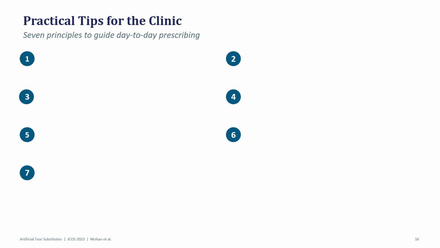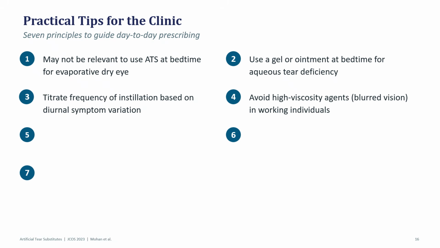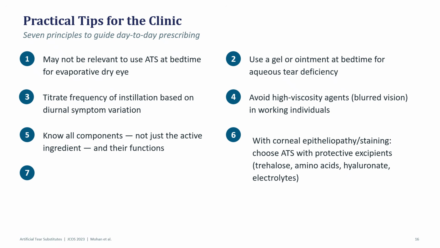What are the practical tips you have to learn for the clinic? Use an artificial tear supplement at bedtime for evaporative dry eye, and you have to use a gel or ointment for that, and titrate the frequency of instillation based upon the diurnal symptom variation, and avoid high viscosity agents during the working times as they might blur the vision. Know all the components and not just the active ingredient and their functions. With corneal epitheliopathy and staining, choose something which has protective excipients like trehalose, amino acids, hyaluronate, and electrolytes. And avoid unwanted polypharmacy. Use a measured approach, not everything at once.